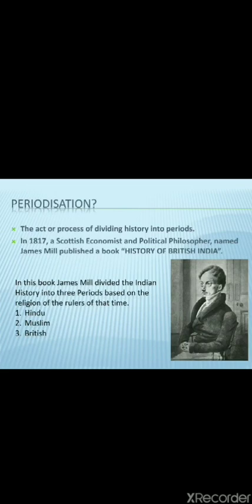Periodization. Now what do we mean by periodization? The act or process of dividing history into periods is known as periodization. In 1817, a Scottish economist and political philosopher named James Mill published a book, History of British India. In this book, James Mill divided Indian history into 3 periods based on the religion of the rulers of that time. What were the 3 periods? The 3 periods were Hindu, Muslim and British.